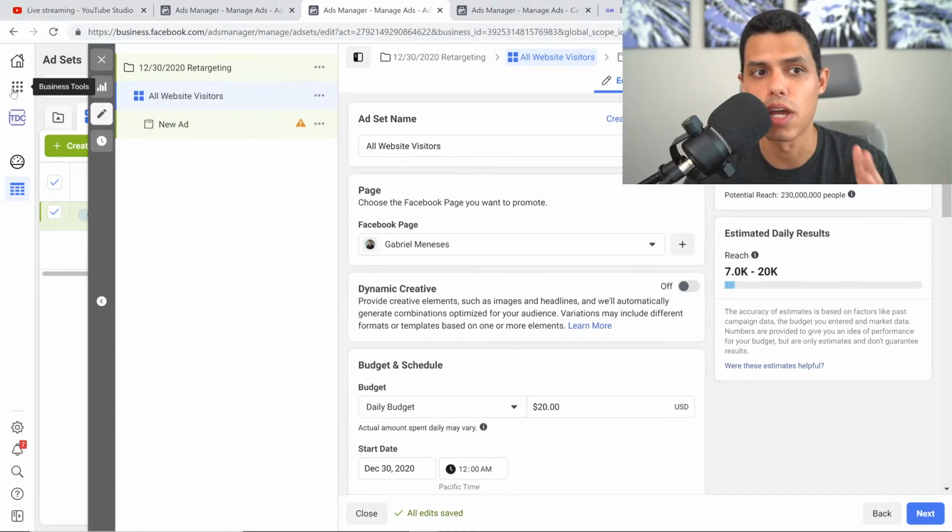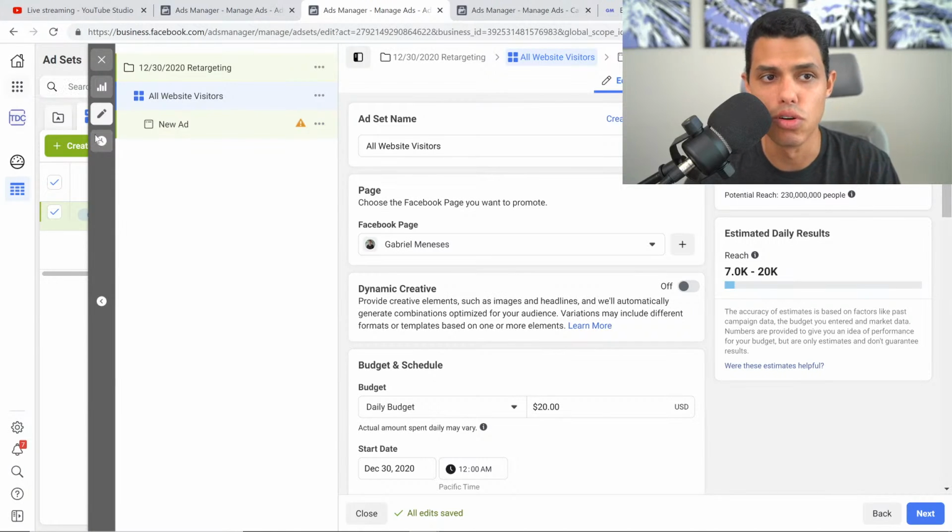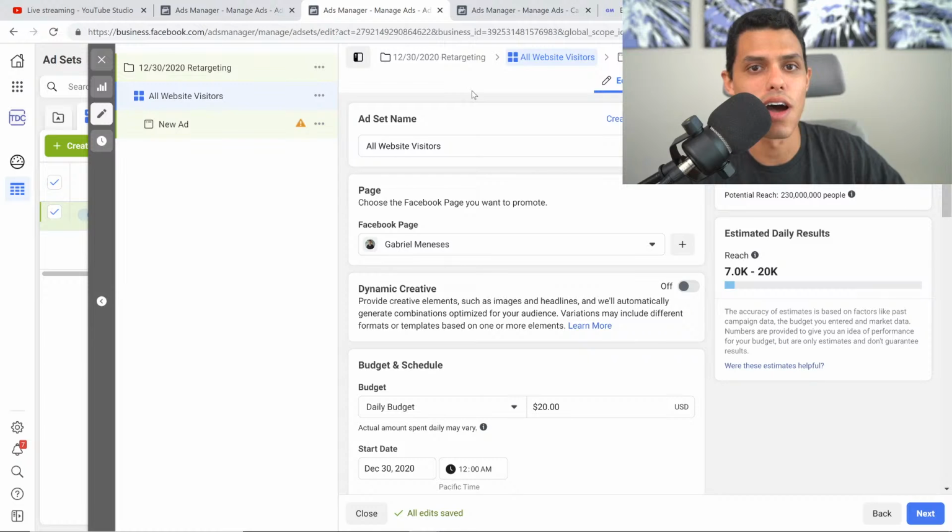So what you do is you create a custom audience. Okay, so you go to business tools, create a custom audience. Obviously you need to have your pixel installed before you do anything from this. Go ahead, install your pixel, and you start collecting this data. And then you can tell Facebook to specifically find the people that visited your website and then you can retarget them with these pieces of content.